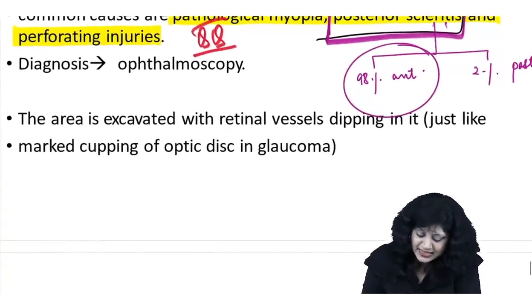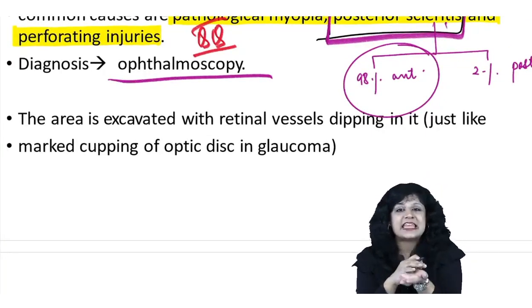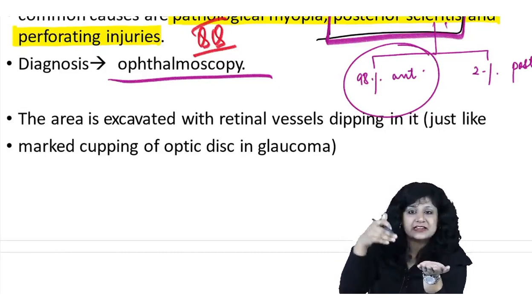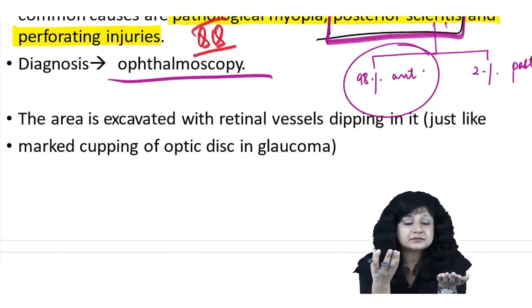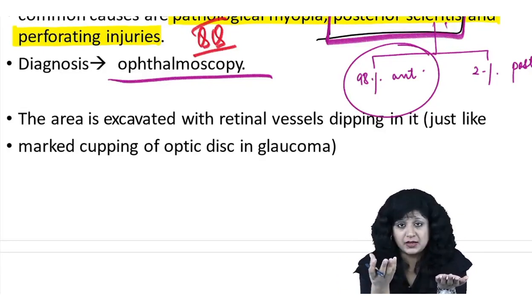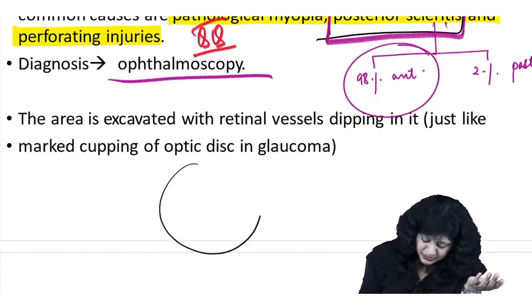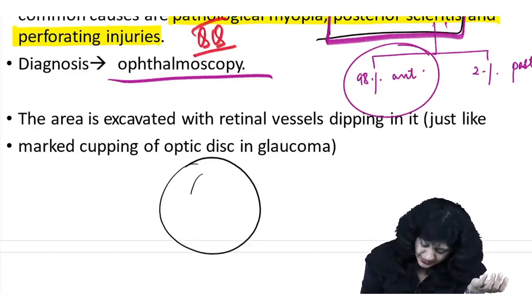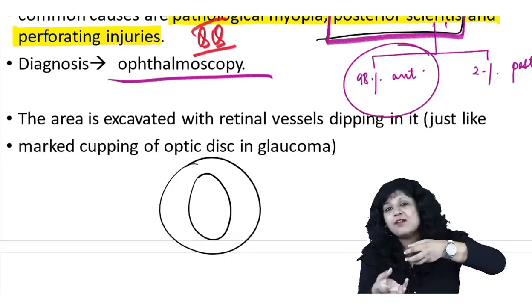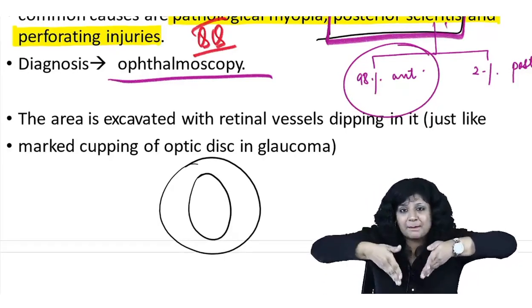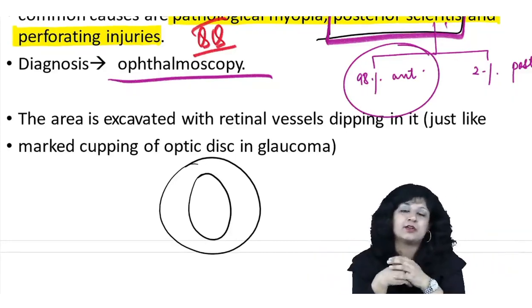Now, diagnosis can be made by ophthalmoscopy. You will see that the area is excavated, and you can see the retinal vessels dipping. Do you remember this in cases of optic disc cupping in glaucoma? If you imagine this is your optic disc and we have a cup here, because the cup becomes so deep, the vessels appear as if they are dipping inside the cup like this. Similarly, we are getting it here also.